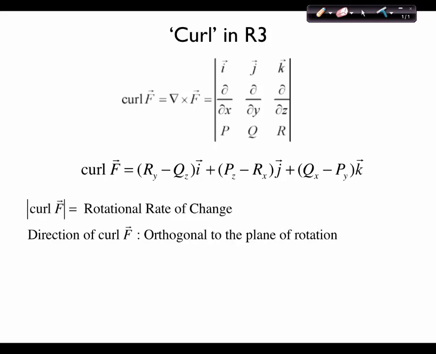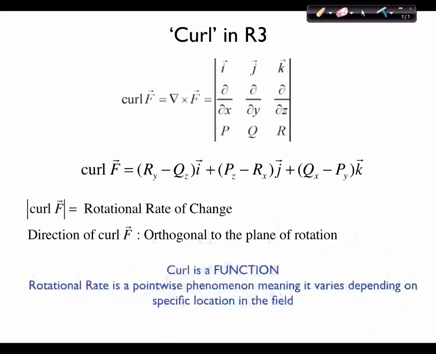So again, the magnitude of the curl is the rotational rate of change in some plane. The direction of curl is according to the right-hand rule. It's a vector orthogonal to that plane of rotation. Now here's a huge key point. Curl is a function. Okay, what does that mean? Rotational rate, it's a point-wise phenomenon. What does that mean? It means it varies dependent on your location in the field. So curl is a function where you pick a point in the field. The curl tells you what the rotational rate of change and direction is at that point.